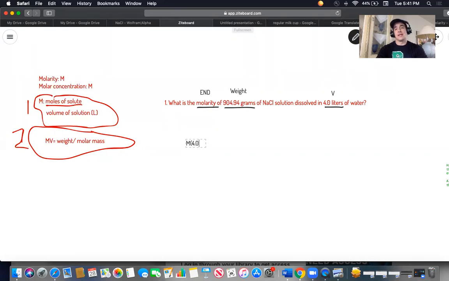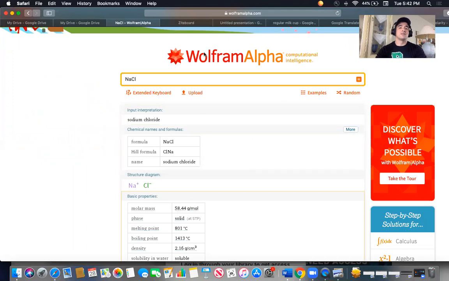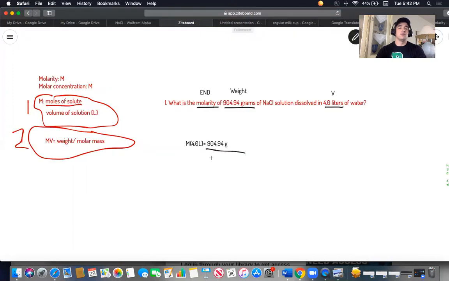These are very similar to our gas law problems, where we plug stuff in and move the equations around to find what we need. That's going to equal 904.94 grams. And then we're going to divide that. Molar mass of NaCl is 58.44 grams. So that's my molar mass. That's the weight they give us right here. That's the volume I got from right there. And then we're solving for M.